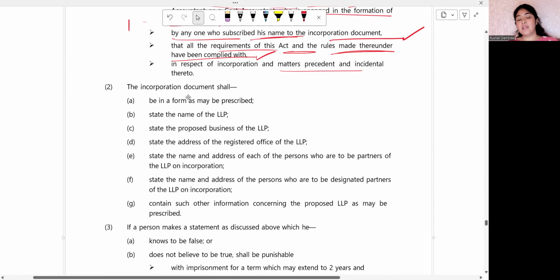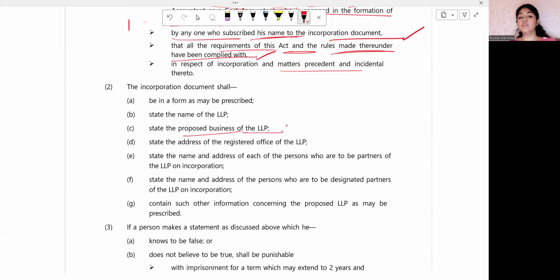State the name of the LLP. You have to write the name of the LLP, and what business you are going to do. If you are going to sell crockery, you have to mention that we are going into the business of crockery, or manufacturing of leather products. All these things you have to mention. The proposed business of the LLP is to be mentioned. The name is to be mentioned, and the form they will give us.